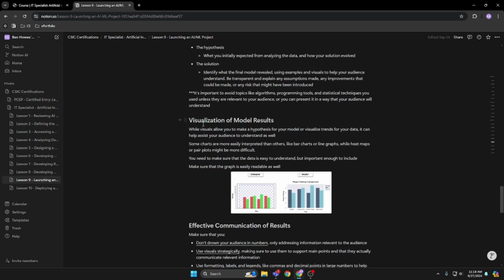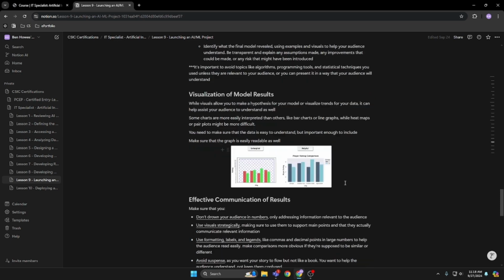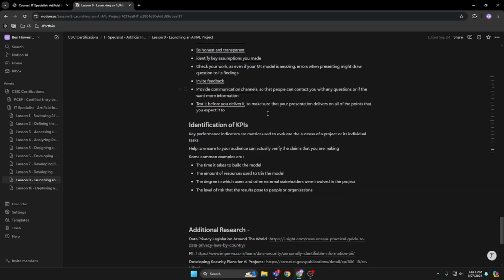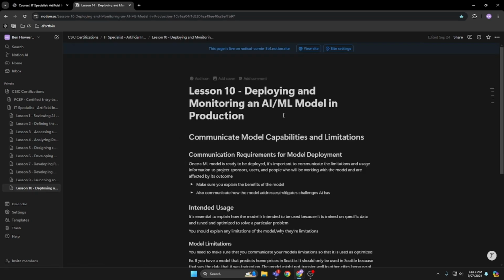It also talks about how to visualize your data in a way that your audience will easily understand. Like, make sure that it's readable like this, not like this, where it's harder to read. Effective ways to communicate your results. And then it talks about making sure that you have key performance indicators throughout your presentation, or however you're showing your results.